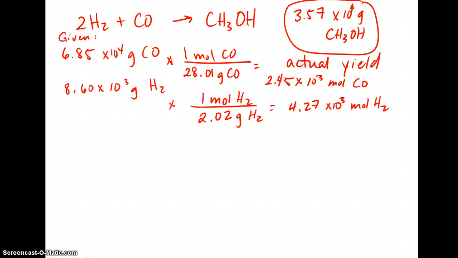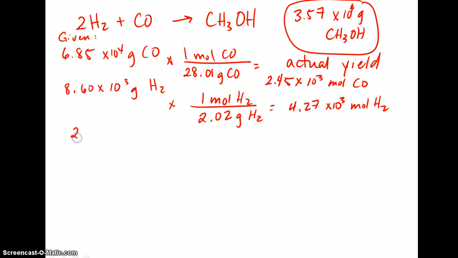Now, looking at my equation, I know there's a 2-to-1 ratio. So I need to have double the amount of hydrogen than carbon monoxide. Does that work out? Do I have double the amount? Looking at these quantities, I need to have double this. Is that double that? No, it isn't. But let me show you how that works, as a review, using dimensional analysis.